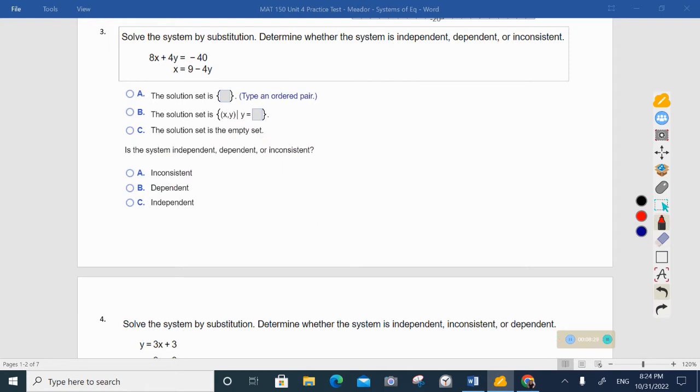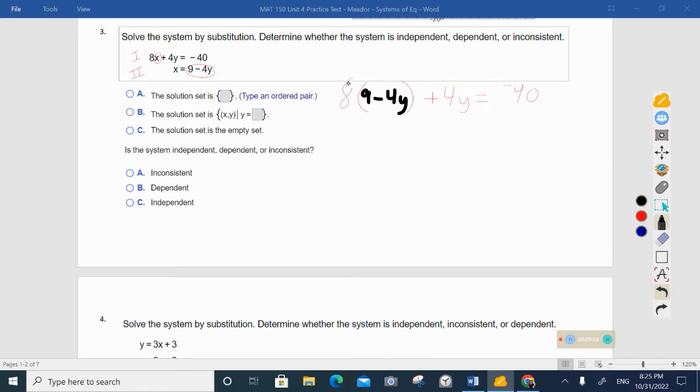All right, so this is equation 1. This is equation 2. You'll notice equation 2 already has x equals stuff. So that's what x equals. So we're going to plug that into the first equation where there was an x. So we have 8 where there was an x, we're going to put parentheses, plus 4y equals -40. All right, and instead of x in 8x, we're going to substitute in what x is equal to, and x is equal to 9 minus 4y.